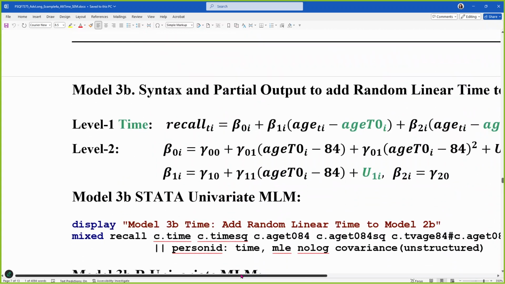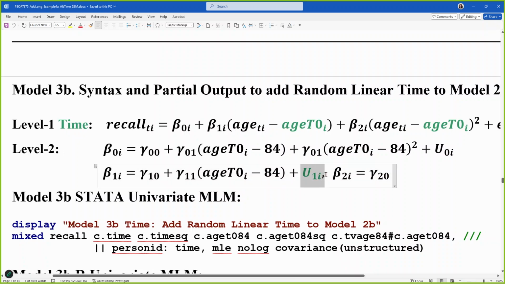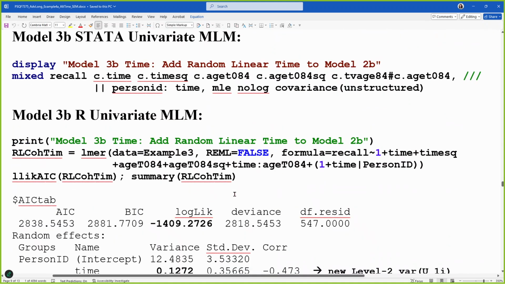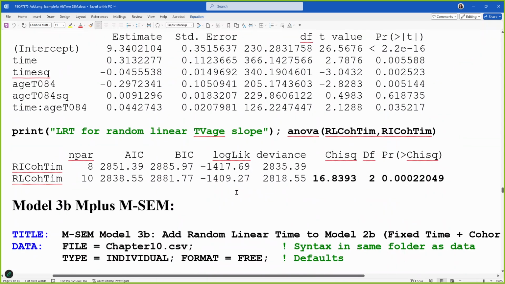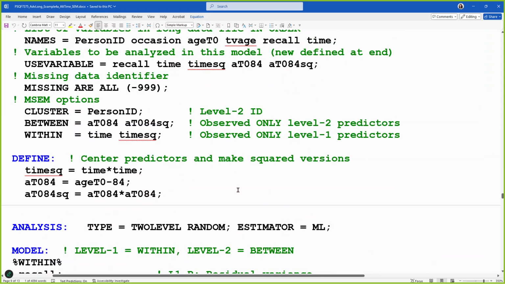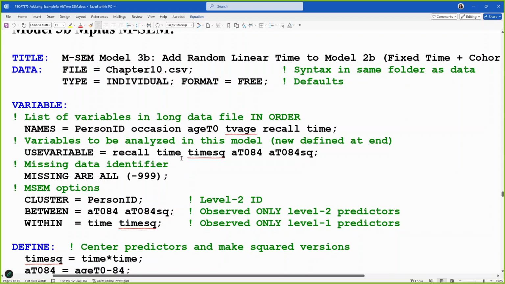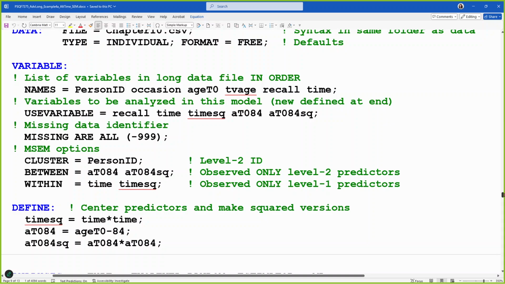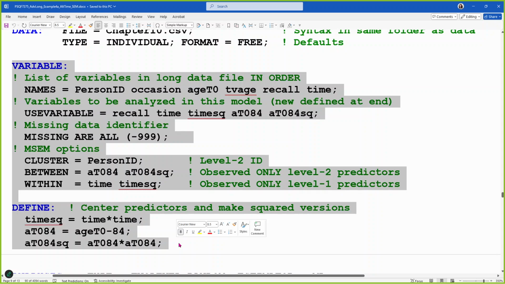Let's add a random slope. A random linear slope to be specific. There's the output for comparison's sake. All right, so up here, if I want to add just a random slope of a variable that I've already put in the model, do I need to change anything in this? Nope, this is all exactly the same.